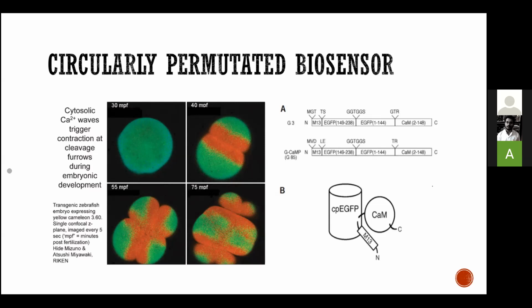but it didn't show fluorescence. So they thought that if they make it a little flexible by attaching a linker, which is shown here as GGTGGS. Just to tell you about the functionality of this linker, these EGFP parts work like two hands, and this linker is basically holding those two hands, right? And then you see a CAM here.